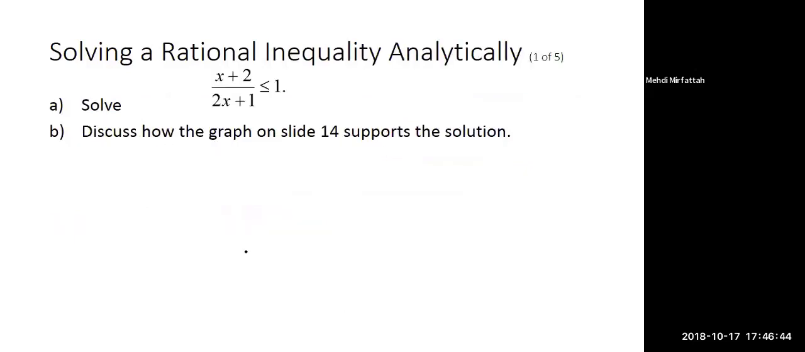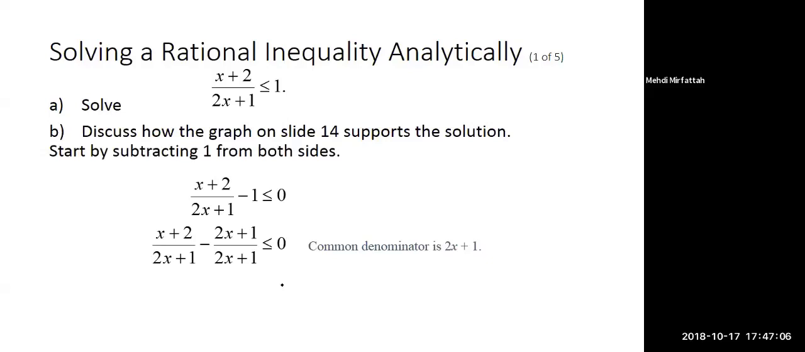Solving rational inequality. Let's take a look at this example. We want to solve (x + 2) over (2x + 1) less than or equal to 1. First step is to move everything to one side of the inequality. If I subtract 1 from both sides of the inequality, I get (x + 2) over (2x + 1) minus 1 less than or equal to 0.